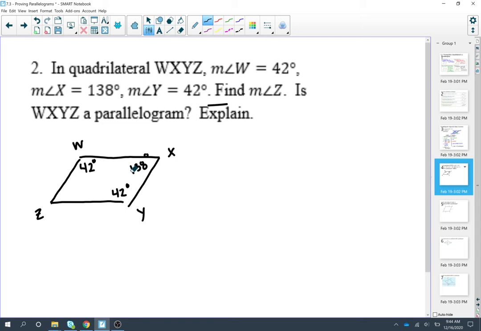Now, at the moment, my initial thought would be, wait a minute, if this is a parallelogram, then opposite angles are congruent. Yes, but at the moment, I don't know if this is a parallelogram or not, so I can't immediately jump to that conclusion. But a piece of information I can use is that all angles in a quadrilateral, and it doesn't matter what type of quadrilateral, add to 360 degrees. So I'm going to use that piece of information to find this angle.